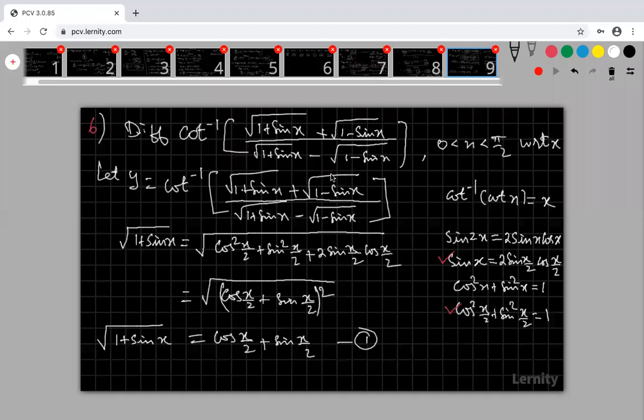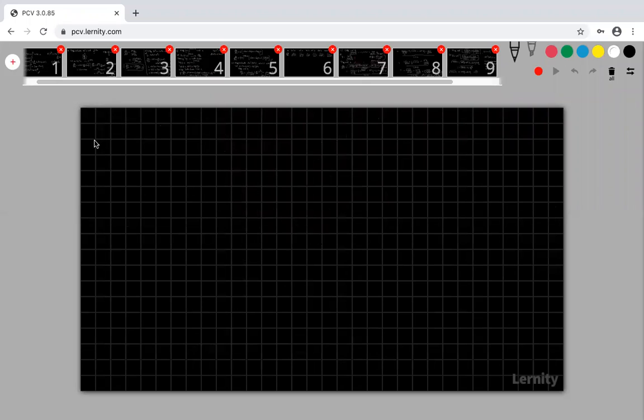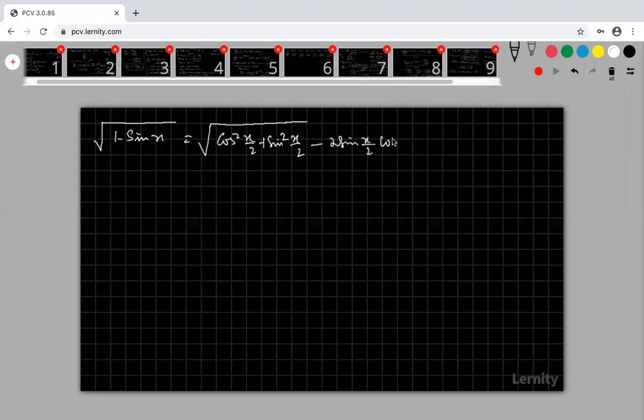Find out the value of root of 1 minus sin x in the same manner. So root of 1 minus sin x is equal to root of cos square x by 2 plus sin square x by 2 minus 2 sin x by 2 cos x by 2.